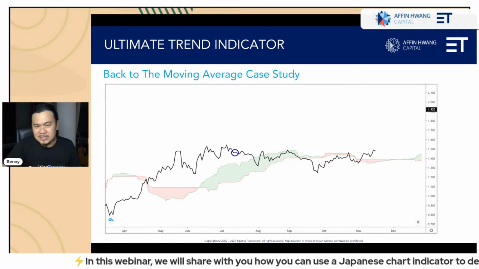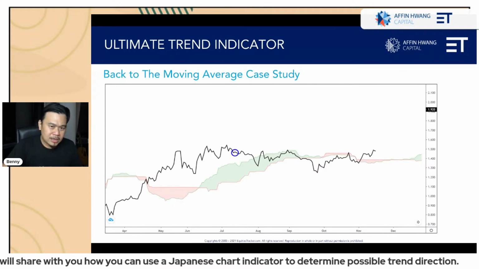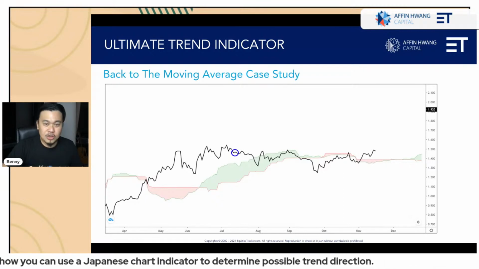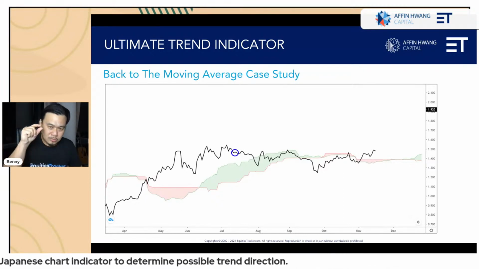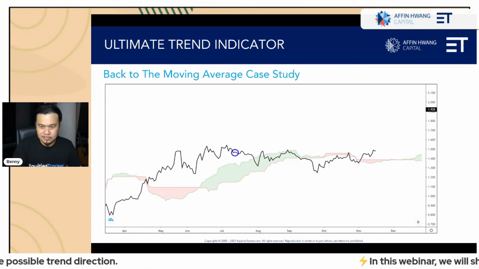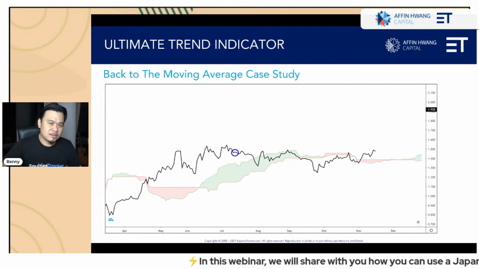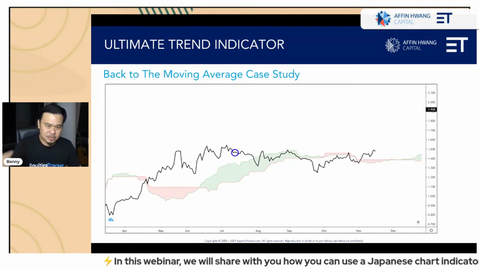So if I want to buy this particular stock, I can easily put a stop loss below the cloud. Because I'm only expecting the price to become strongly bullish if it stays above the cloud. But if it goes below the cloud, that means it's not going anywhere. So if I'm trading, I can easily put the stop loss below the cloud.